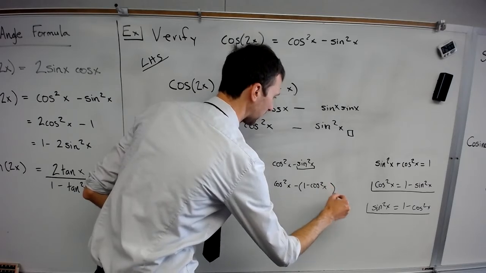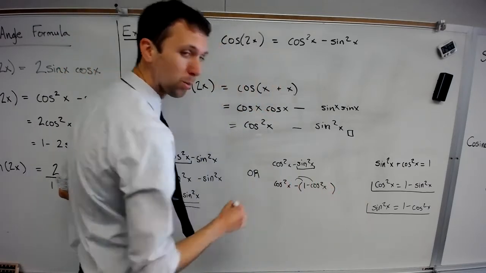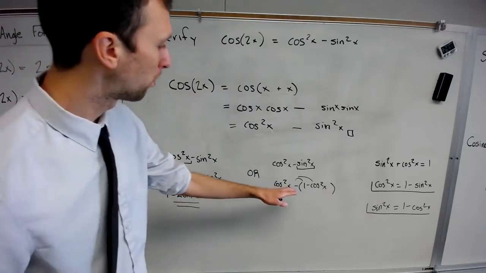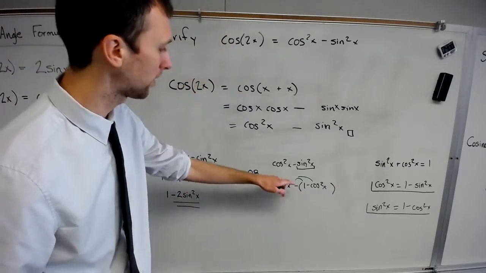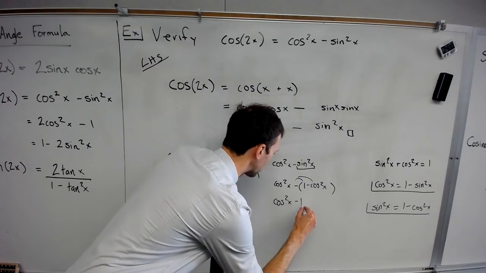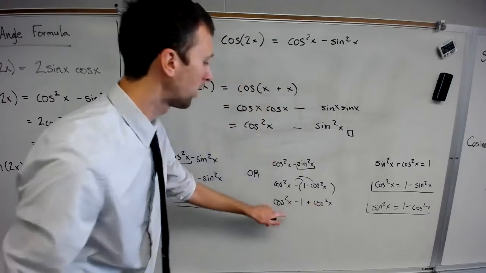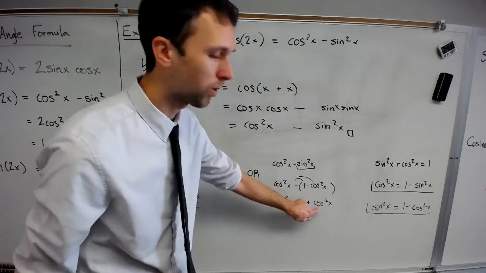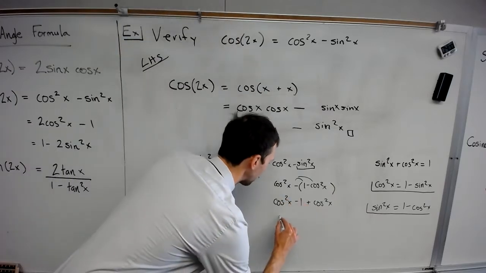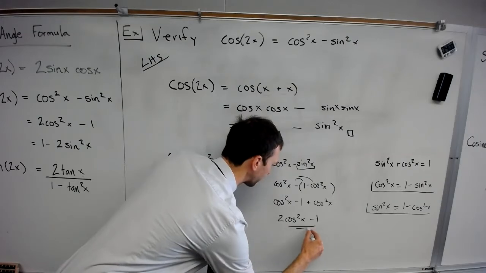And sine squared of x is equal to 1 minus cosine squared of x. This time the parentheses are important, so don't forget them. When you plug in 1 minus cosine squared of x, you've got to distribute the negative sign. So that's going to be cosine squared of x minus 1 plus cosine squared of x. And that's important because now we've got like terms. Cosine squared plus cosine squared of x. That's going to be 2 cosine squared x minus 1.